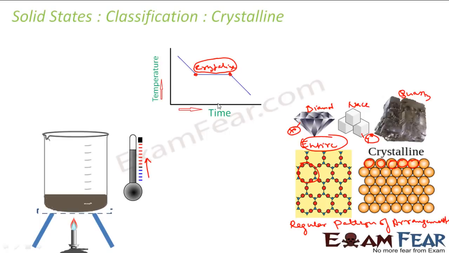Also they are anisotropic in nature. When I say anisotropic, that means their physical properties, like electrical resistance and refractive index, those kinds of things, show different values when measured across different directions of the same crystal. For example, in this case itself, you try to measure electrical conductivity in this direction.